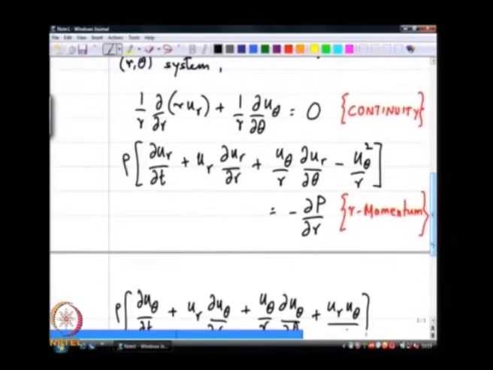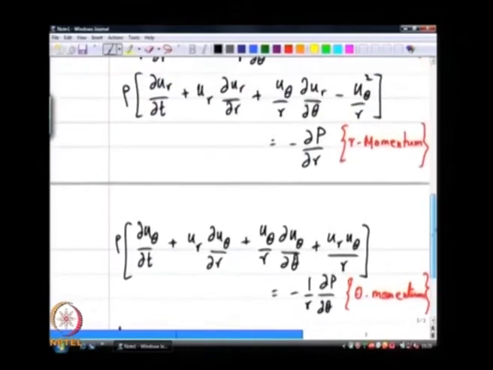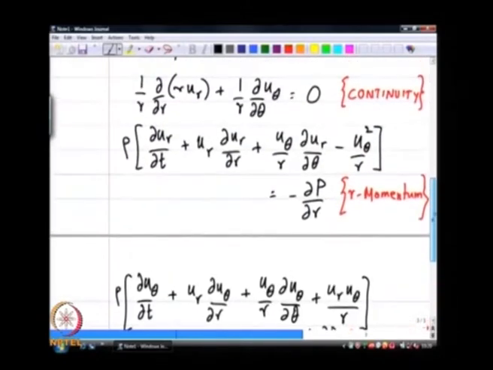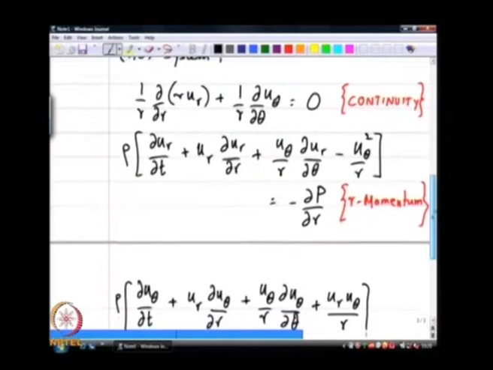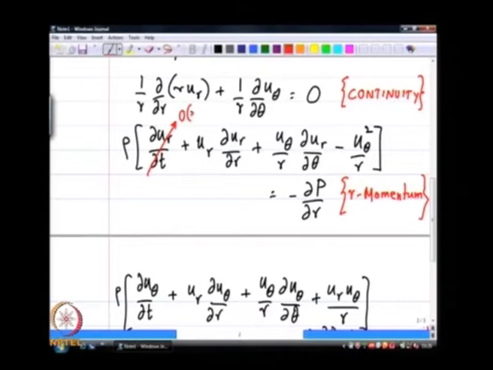So, if I use these axis symmetry assumptions and scratch out terms that are not important, if u r is only a function of r, and I am also going to assume steady flow. Okay. So, things are spinning and we are well past the spin up phase, that is the phase where the fluid was adjusting to a rotating container or a rotating rod, and we are well past all of those transients and we are in a steady mode of operation.